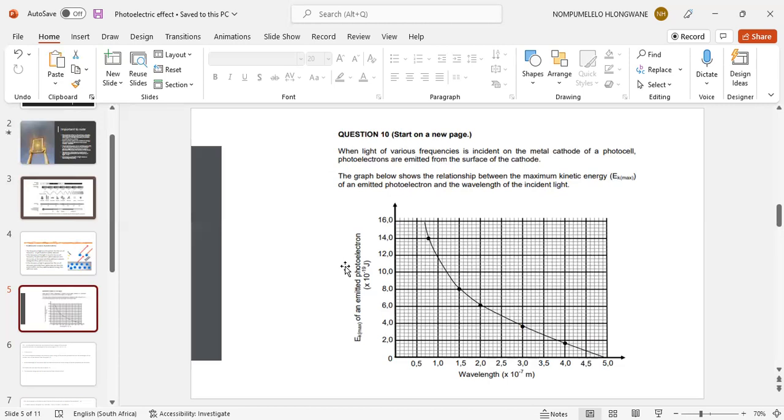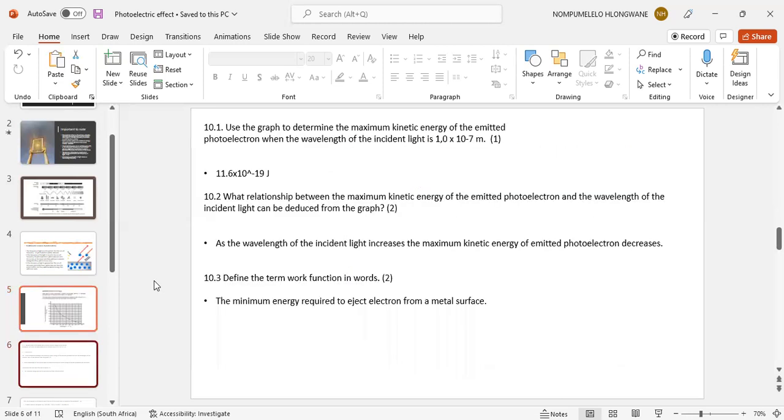It's somewhere ranging between 11.6, 11.7, 11.8. It cannot be 12 because it didn't reach 12. So 11.6, 11.7, 11.8 times 10 to the power of negative 19 joules. That is a pretty easy one. So we have our answer here. I chose 11.6 times 10 to the negative 19 joules.